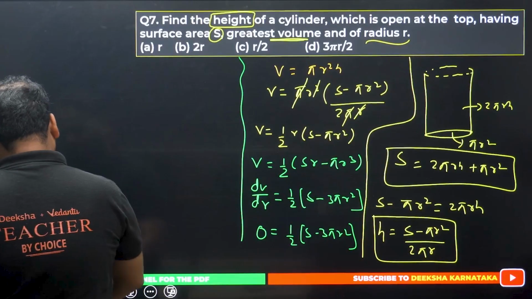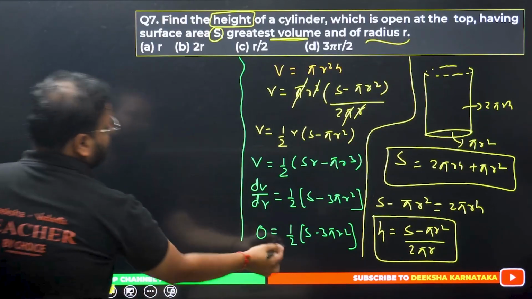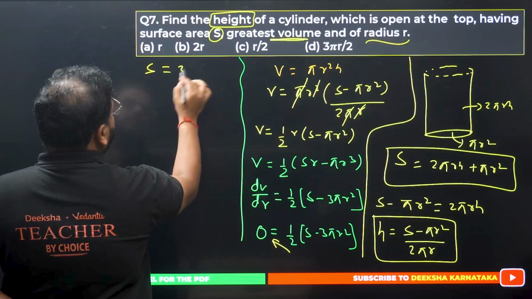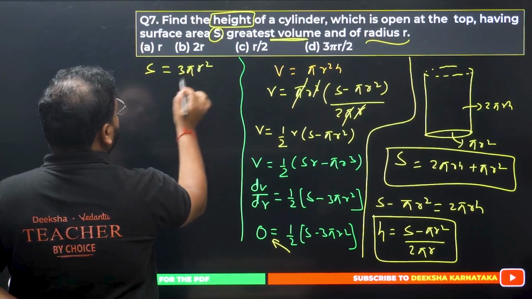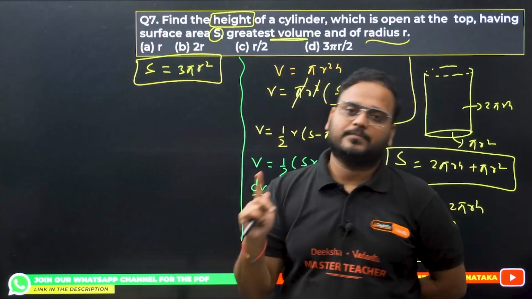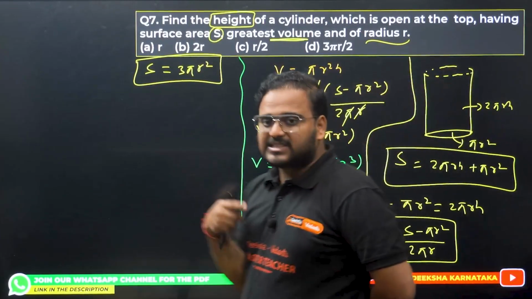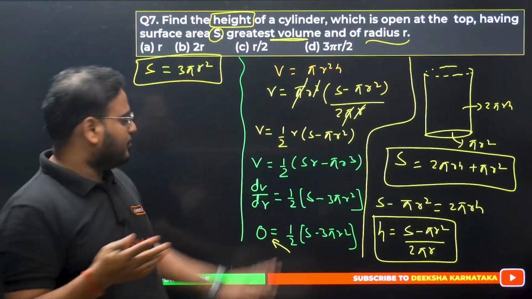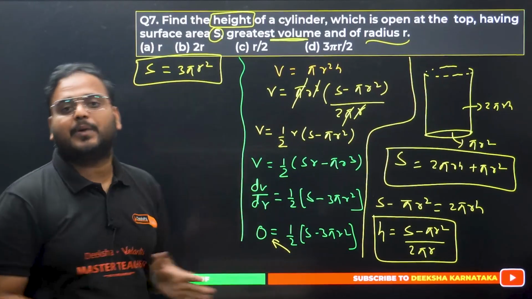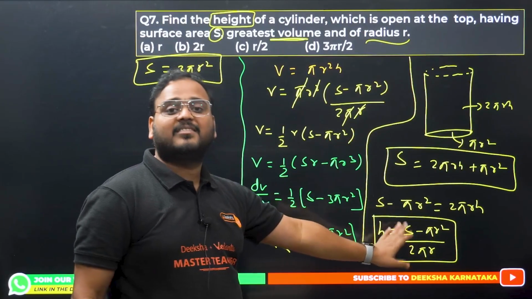Clear? So far we are trying to get the critical point. Please check, 1 by 2 will come over here and become 0. I'm getting the value of S as 3 pi r square. We have only one critical point over here, S equals 3 pi r square. So when I try to maximize the V, I had to find the derivative, and we got only one critical point. Now we can substitute the S value over here and get the result for H.